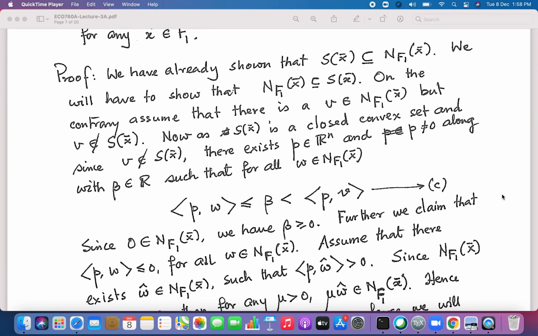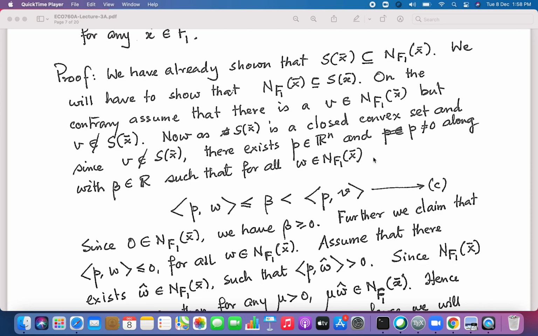So here, since 0 is in NF1 x bar, this is what you get: for P of W is less than or equal to beta, strictly less than PV. So there is a strict separation because there is a closed set and a point outside it, and the point is V. And W is an element of Sx bar.